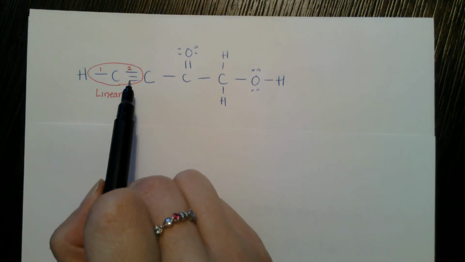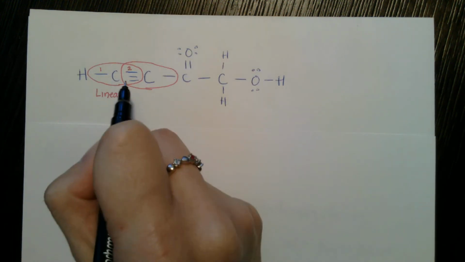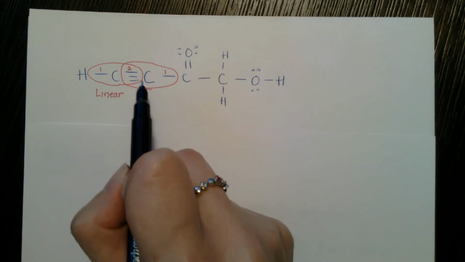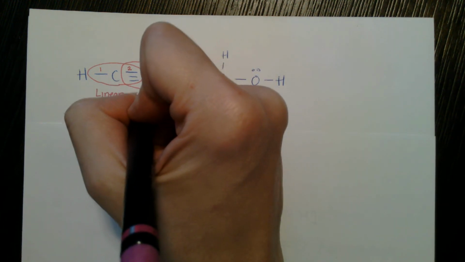If we look at the one next to it, we have essentially the same thing, so I'm going to circle it in the same color. We have that triple bond, and then we have that single bond there. So 1, 2. Again, no lone pair, nothing else. So this one's also linear.